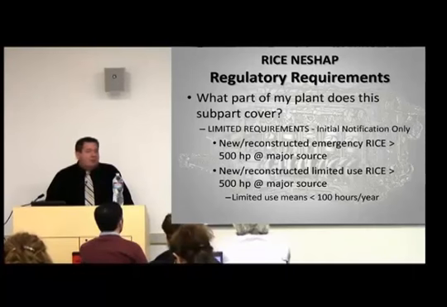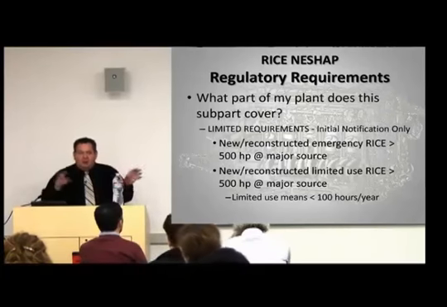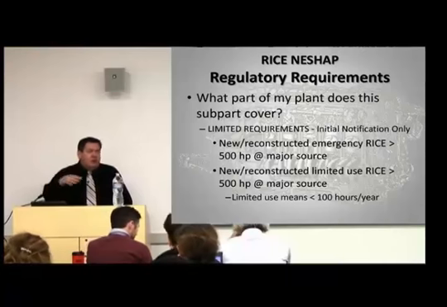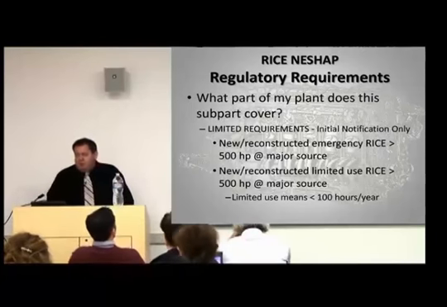Emergency engines can be used as much as you want in an emergency. Limited use can't. They can only be used a maximum of 100 hours per year. So the requirements are a little bit different in other categories. In this category, the only requirement they have is an initial notification. That's already taken place by the existence of a permit with you.